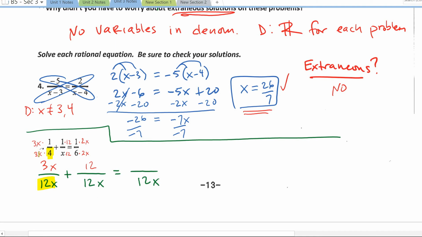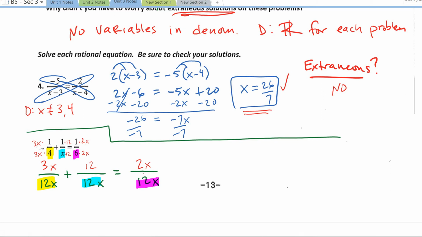I times by 3x. How do I get from x to 12x? I times by 12. How do I get from 6 to 12x? I times by 2x. Whatever you times the denominator by, you also have to times the numerator by. So this one ends up being 2x.